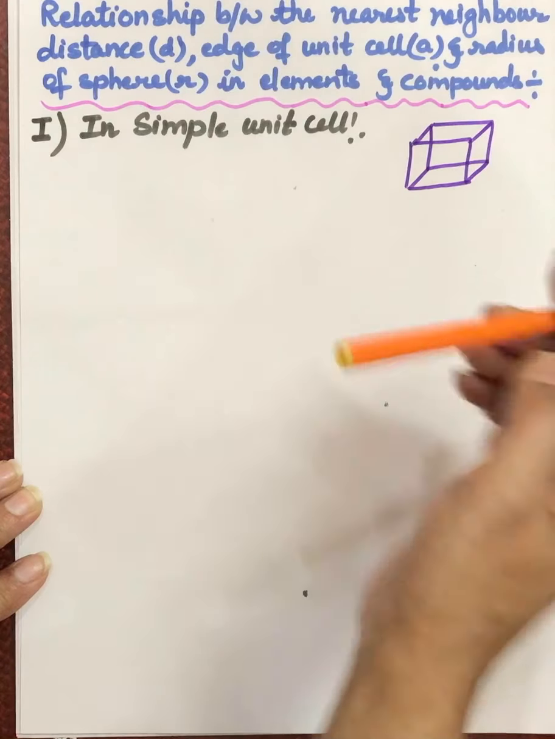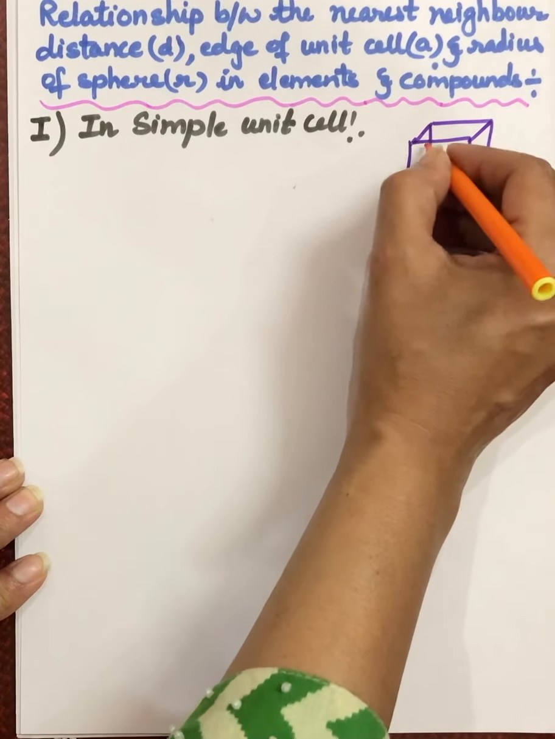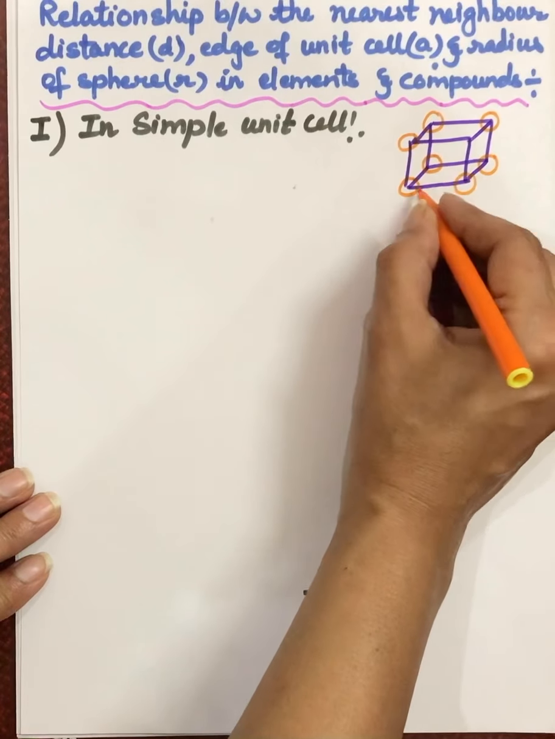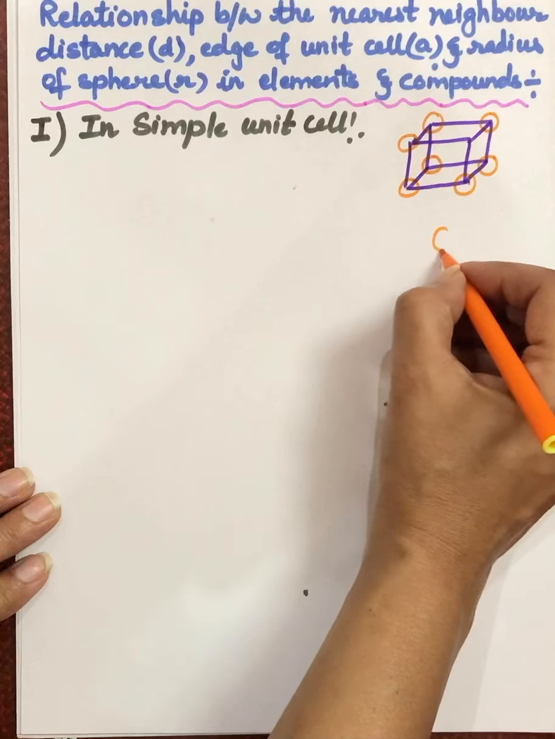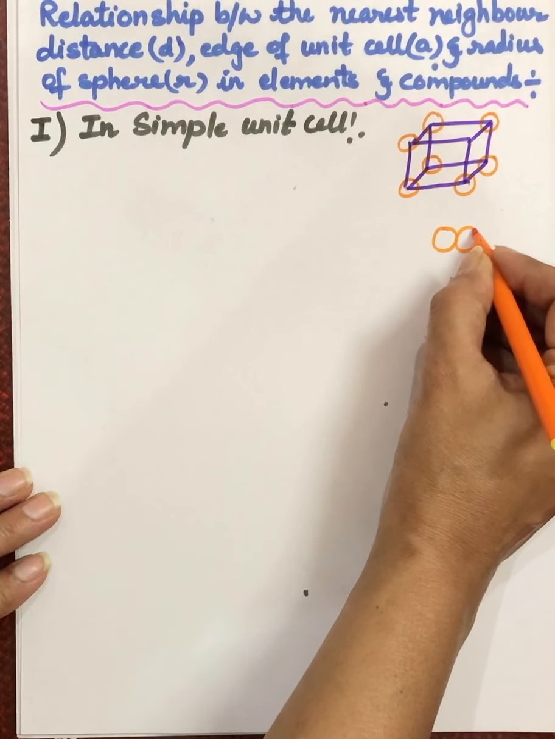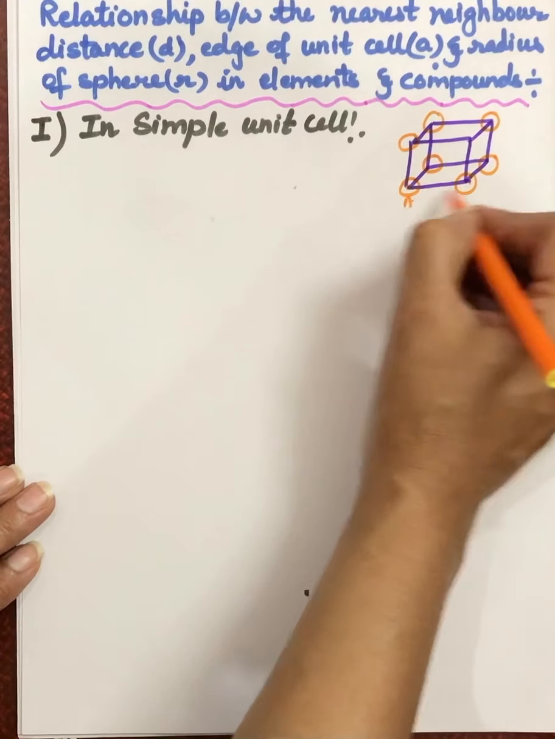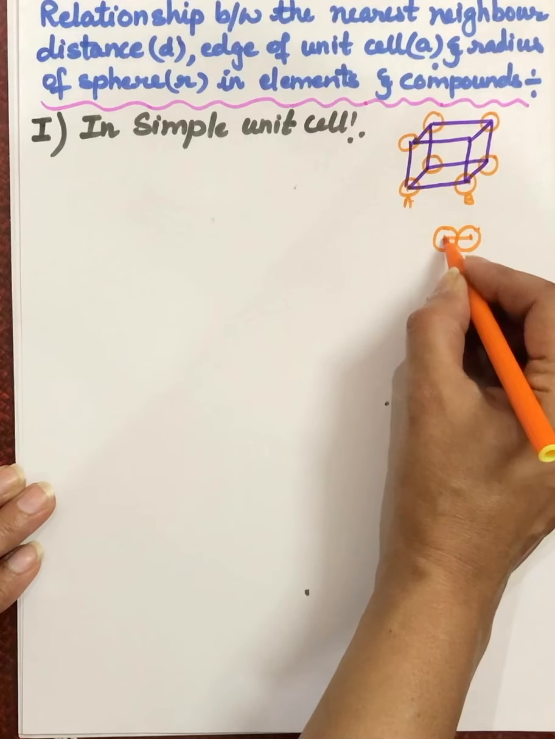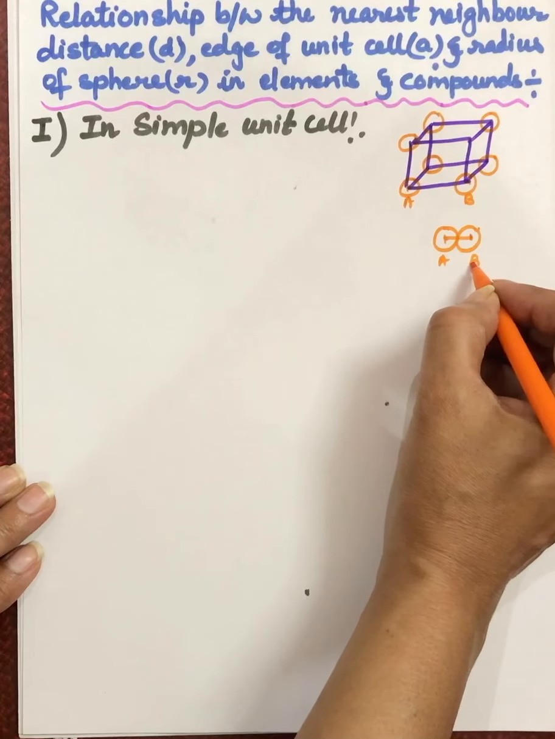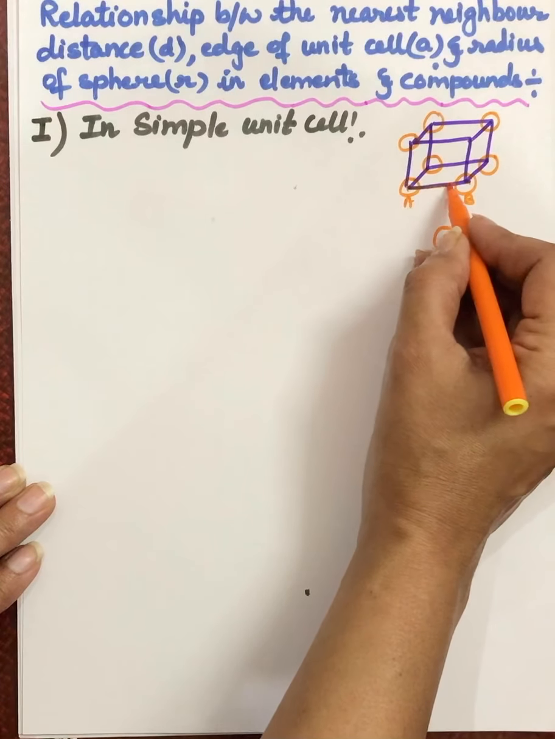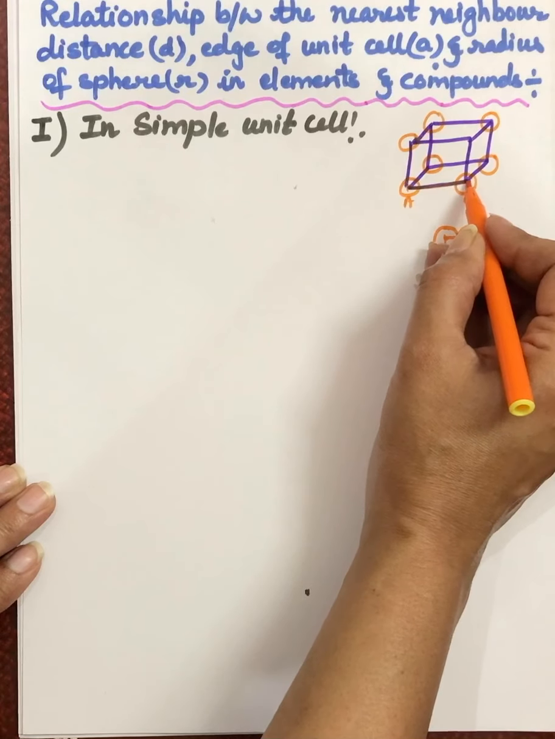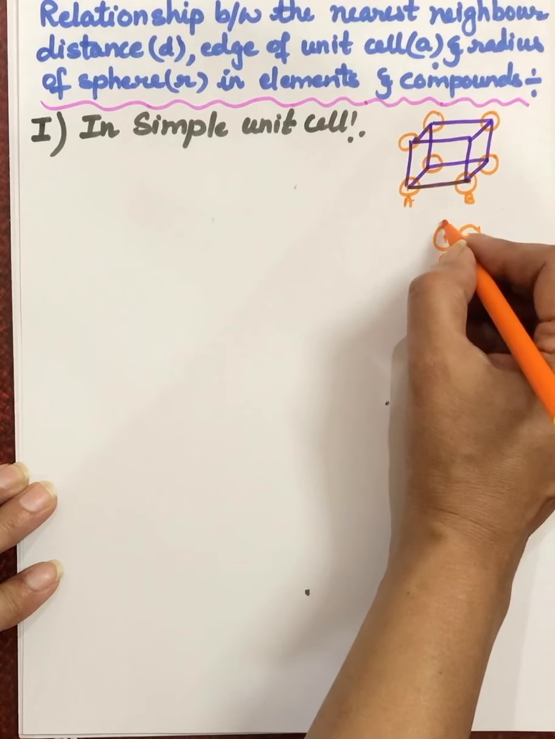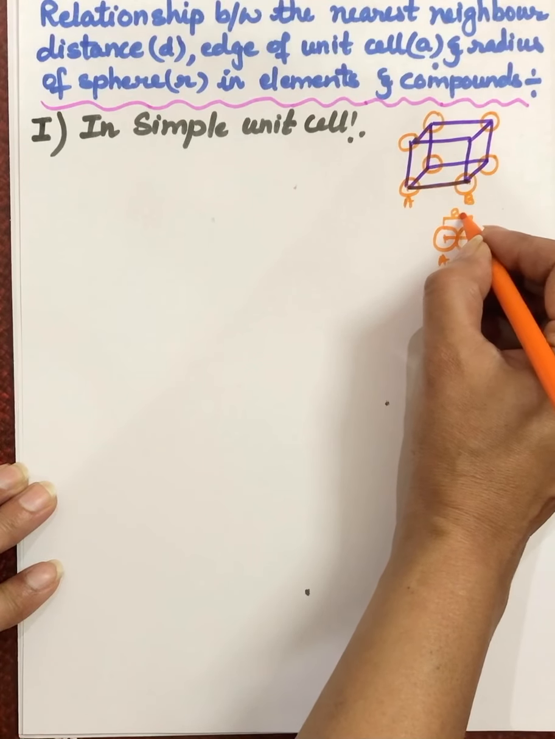Now, in this, the particles are present only at the corners of this unit cell. And actually these particles which are at the corners, they are touching each other like this. So this is A point, and if this is B point, these two particles are like this. This is the edge of a unit cell. So I can say that AB is equal to A, because this is the edge of unit cell.